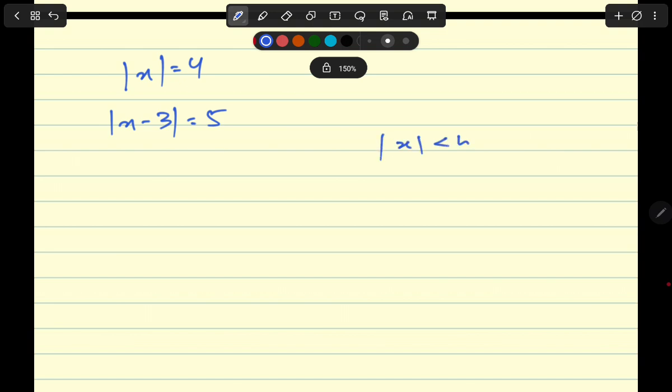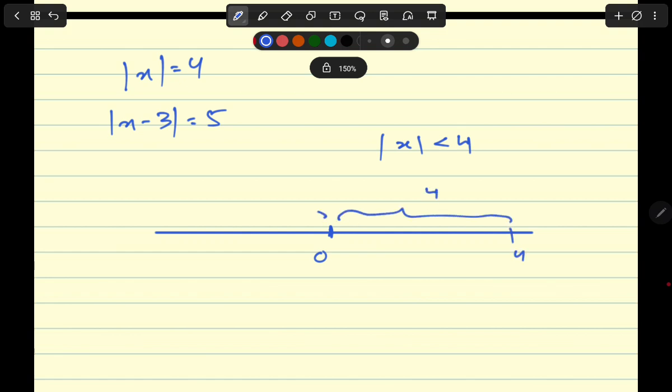So modulus of x is less than 4. Now assume all the values that are at a distance of less than 4 from 0. So this is 4, this is 4, this is negative 4. So we are talking about all these values. So 1 or 1.5 or 3.99 or 2.8, all these values are at a distance of less than 4 from 0, and negative 0.8, negative 3.99, negative 3, all these values are also at a distance of less than 4 from 0. So we will say that x lies between 4 and negative 4.